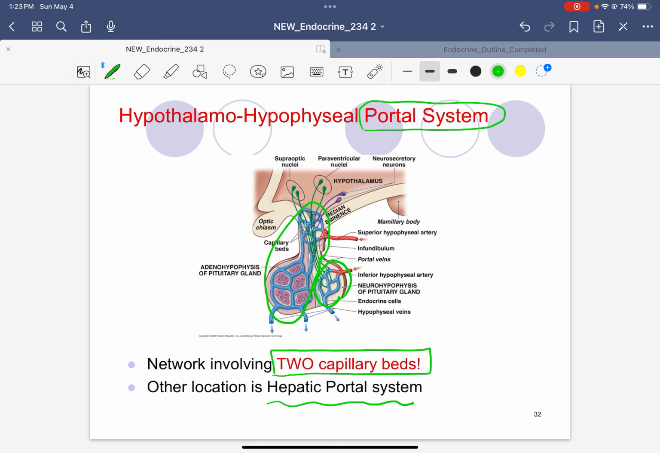By the way, another word for pituitary is hypophyseal. So that's why it's called hypothalamo-hypophyseal. Hypophyseal is another word for pituitary.